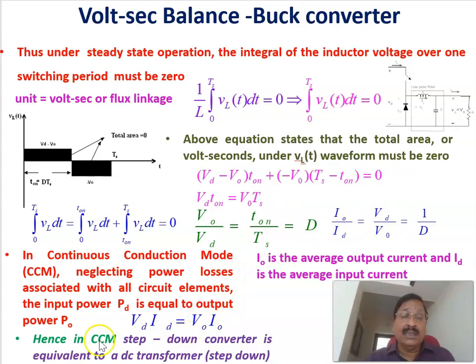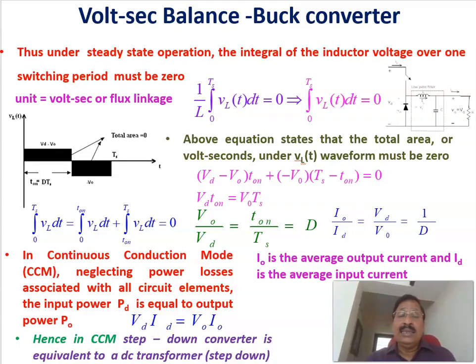This is analogous to a step down transformer. Hence, in continuous conduction mode, a step down converter or buck converter is equivalent to a DC transformer. It is a step down mechanism, just as in an AC transformer, where the secondary voltage divided by the primary voltage equals N2 by N1, and I2 by I1 equals N1 by N2.